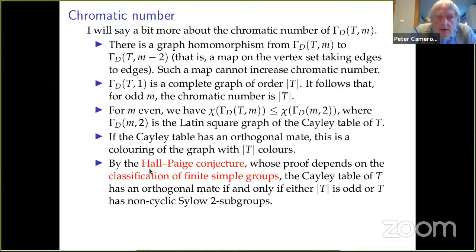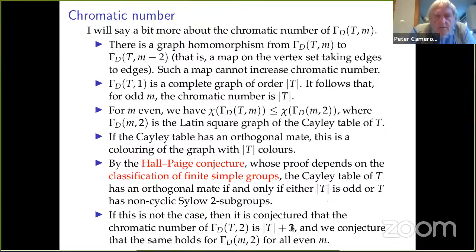And there's a famous conjecture, the Hall-Paige conjecture, made in 1955, only proved in 2009 using the classification of finite simple groups, that if the order of T is odd or T has non-cyclic Sylow 2-subgroups, then the Cayley table has an orthogonal mate. So it has a coloring with that many colors. So the chromatic number of the diagonal graph will be the order of T. In other cases, we don't know. It's conjectured that you need just two more colors, but this is not known.